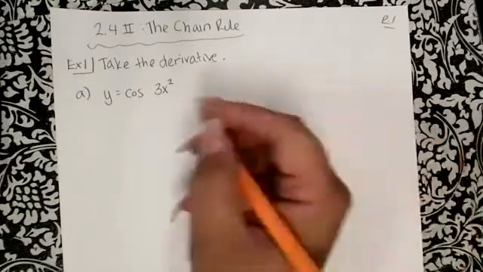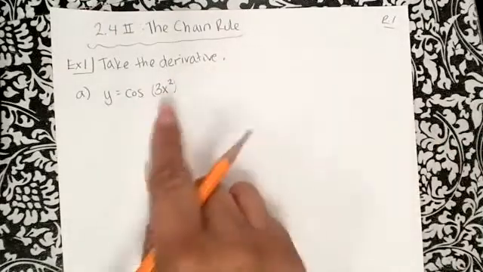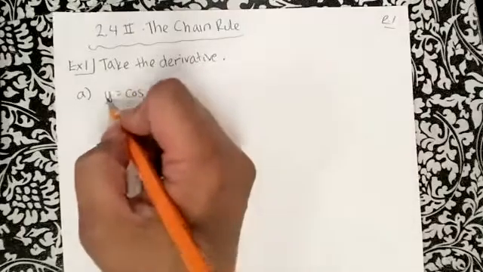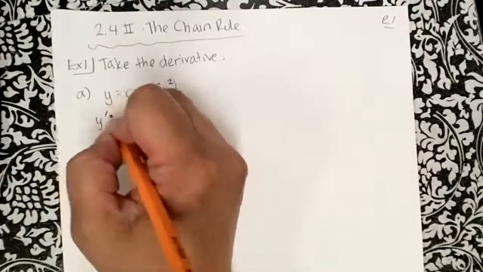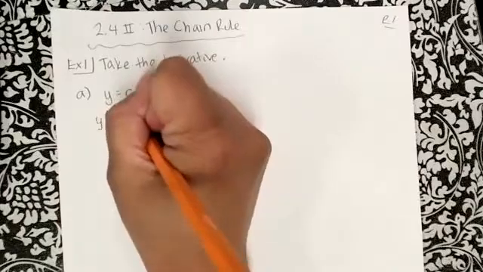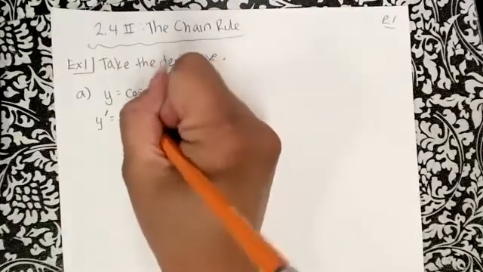So on this one, 3x squared is going to be the argument. Now remember, always take the derivative of the outside. Well, the derivative of y is going to be y prime. The derivative of cosine is going to be a negative sine, and then you keep the argument the same.